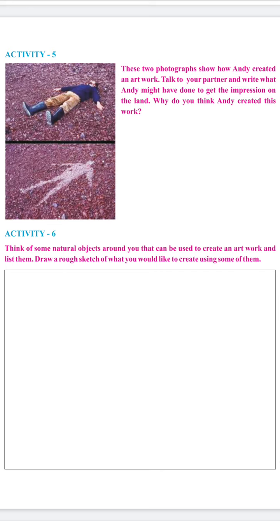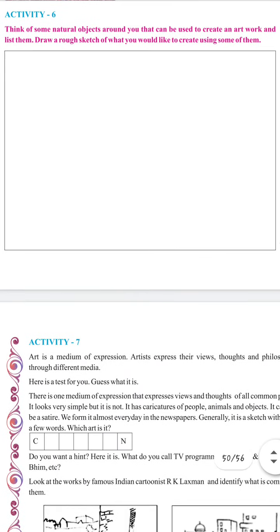So you can also think of the different ways how Andy used the method to create this impression on the land. Whatever you think, you have to write in the space which is given here. So I leave this up to you and find out the exact method used by Andy to create such kind of an art. Let us go to activity number 6.